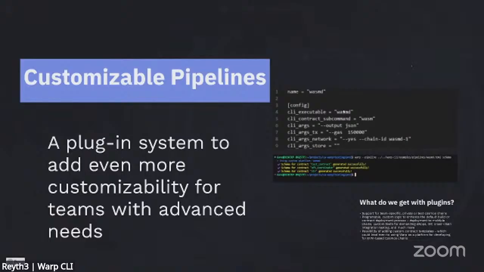Here on the right, I have an example of a plugin that just connects to a local WASMD instance, which is basically just a test WASM chain. And with that, as you can see, we can just specify here that we are referencing this pipeline. This is the pipeline we want to use. And then for whatever command that we run with warp, our custom pipeline will be used.